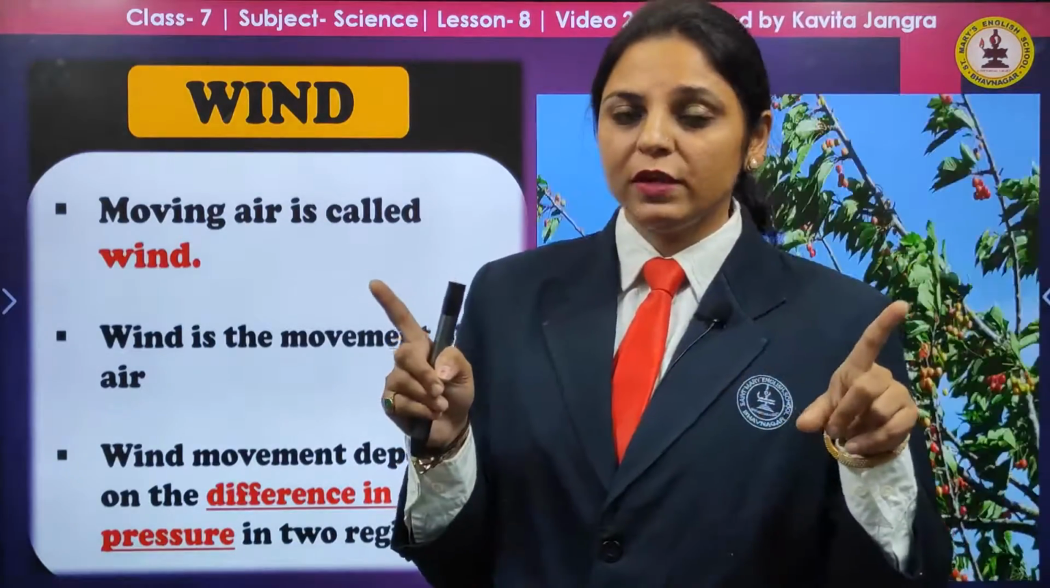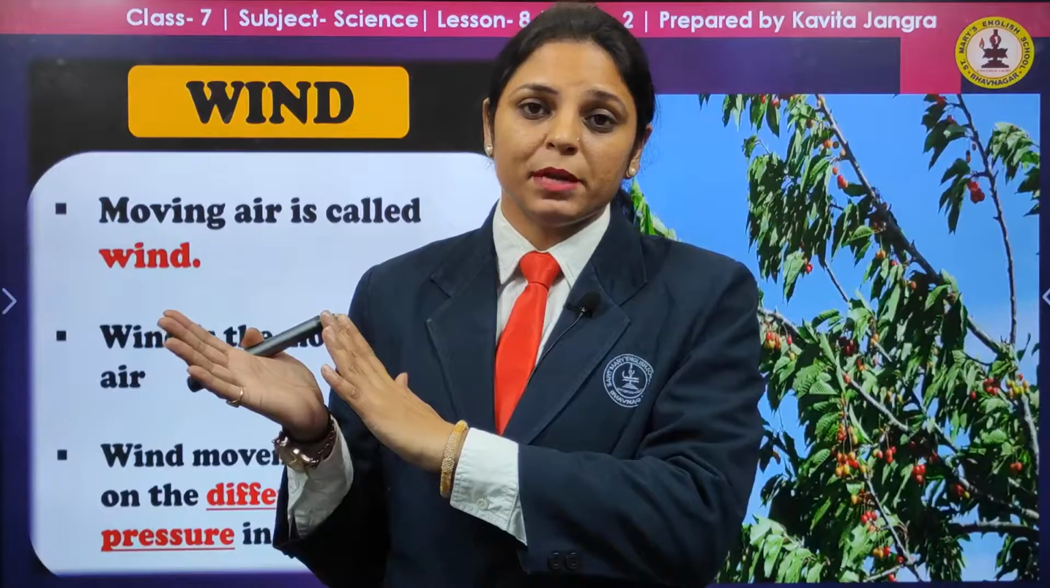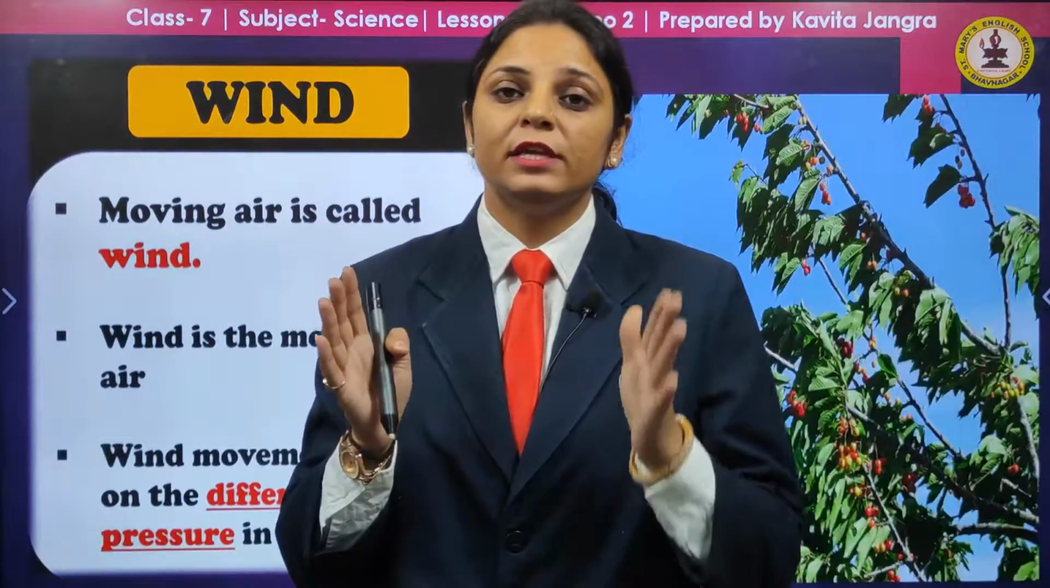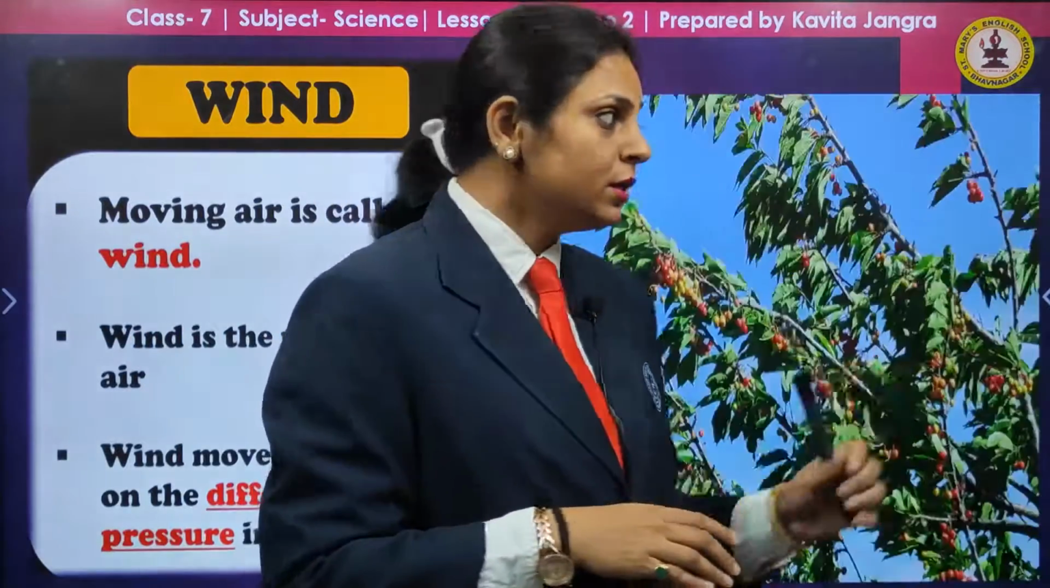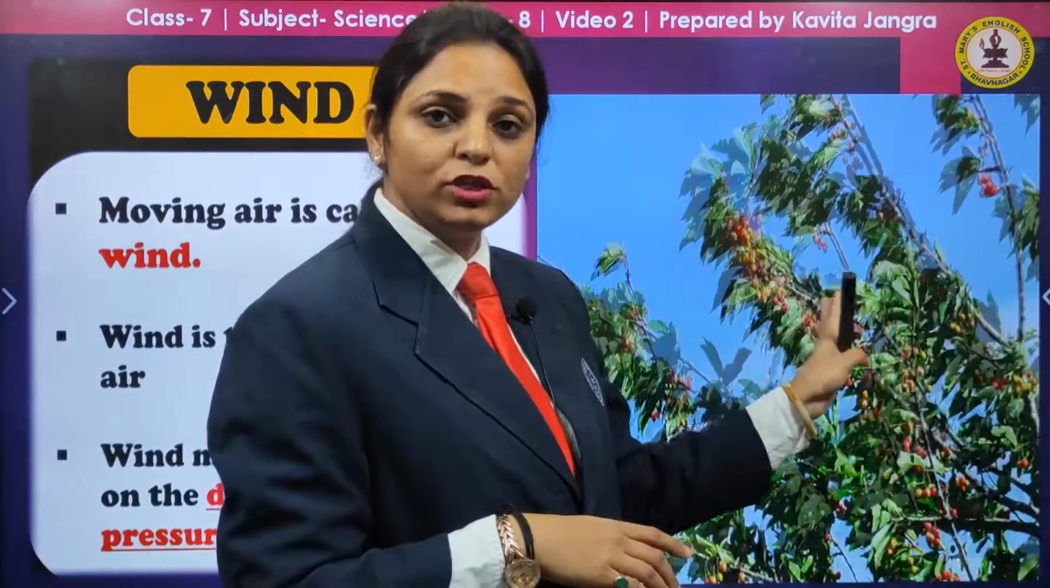If there is a difference in pressure between the two regions, that means one region is cold and one has a warm temperature. Due to this temperature difference, the wind blows. You can see the movement of different parts of the plant, the movement of the leaves. Why does it occur? Due to the flow of air, due to the movement of air.